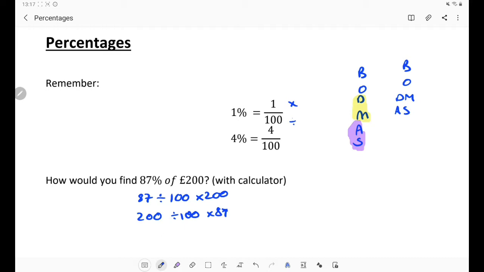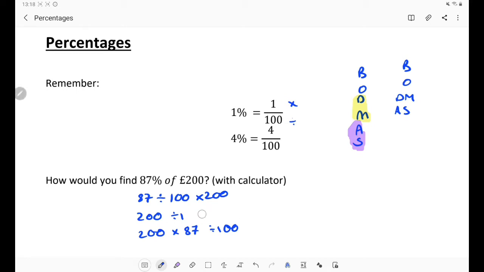You could have 200 times 87 divided by 100. The important thing is that that 100 is what you are dividing by. You're always dividing by that 100, and the other two are multiplying.